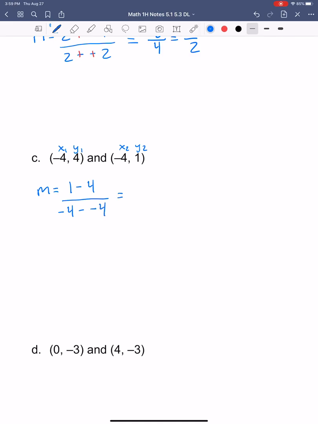And so we get 1 minus 4, which is negative 3, over, again, we have a keep change, right? Minus a negative, so that turns into plus. So it's actually negative 4 plus 4, which is 0. And you might remember you can't divide by 0. And so this is going to end up being an undefined slope. And so hopefully in your head right now, you're picturing that this would be a vertical line on a graph, straight up and down on a graph.